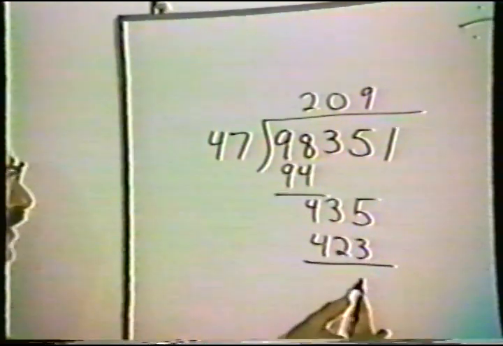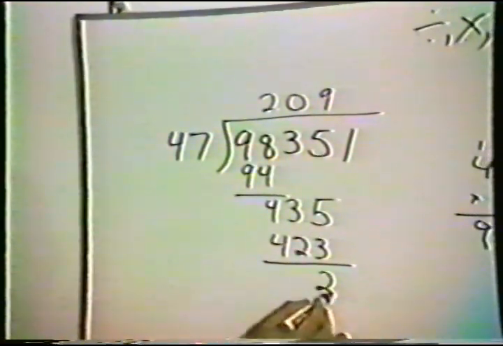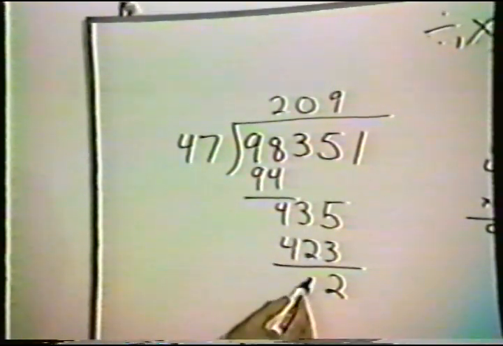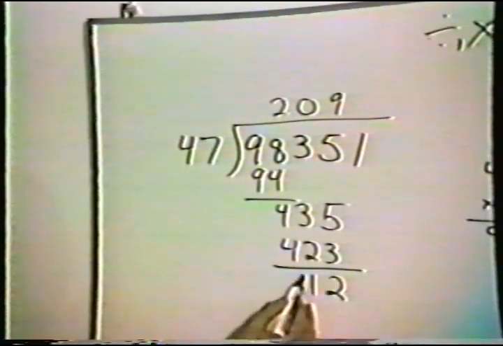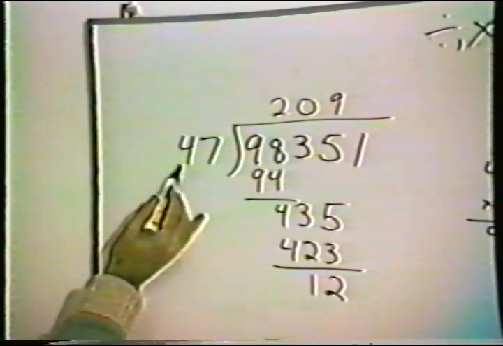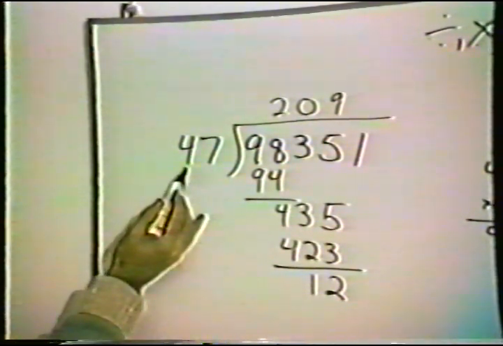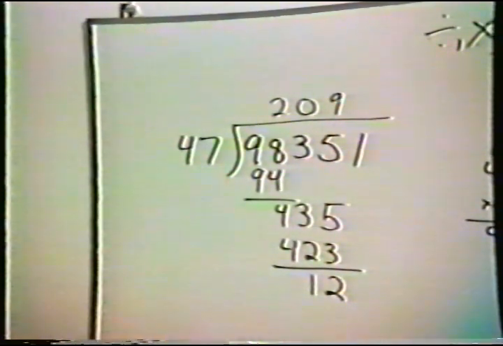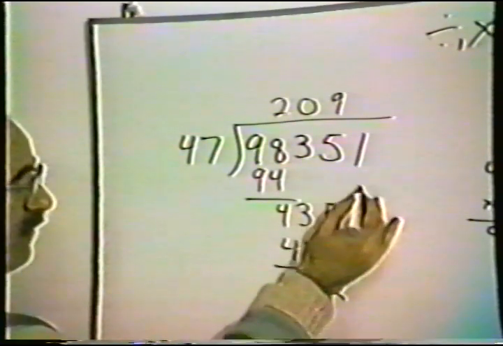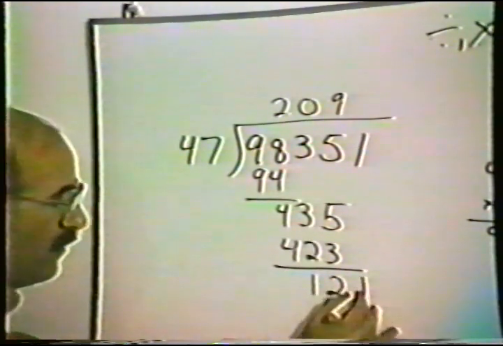Subtract. 5 take away 3 is? 2. 3 take away 2 is? 1. Is that good? Yes. Because that remainder from subtracting is less than the 47 we divided by. And we have one more number to bring down.